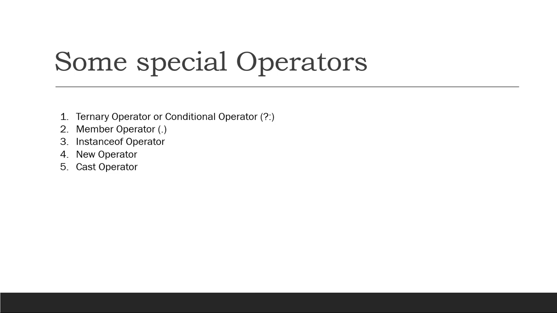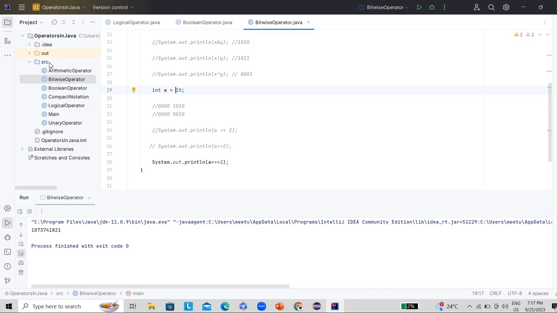The next operator is a special operator available in Java. First is the ternary operator, or conditional operator. This operator is called ternary because it acts on three operands. The other name for this operator is conditional operator, since it represents a conditional statement. Two symbols are used for this operator: the question mark and the colon. Let's create a simple Java program and see.